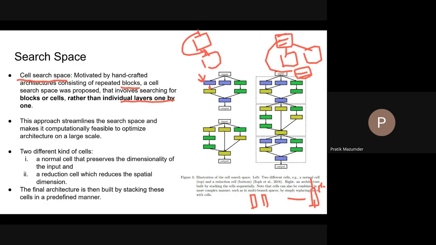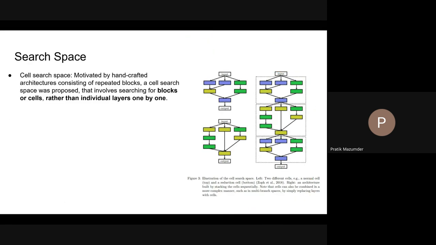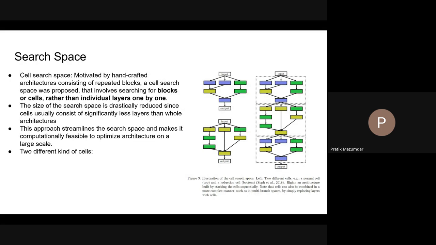So the final architecture is built by stacking these cells in a predefined manner. Either you apply them only in a feed-forward manner, or you can allow branching, skip connections and others. So this is again the same cell. Next is the search strategy.